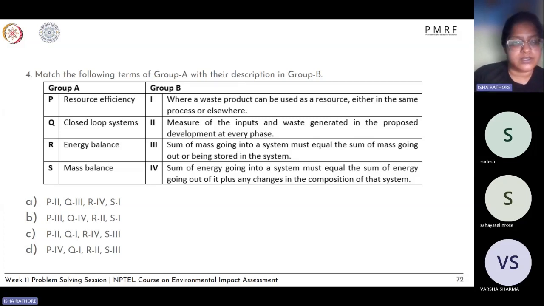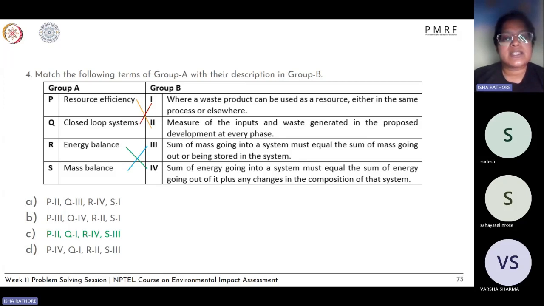Okay, we have another answer. Okay, so the correct answer is C, that is resource efficiency is the measure of the inputs and waste generated in the proposed development at each phase. So P matches with 2. Then closed loop systems is where a waste product can be used as a resource either in the same process or elsewhere. So Q matches with 1.